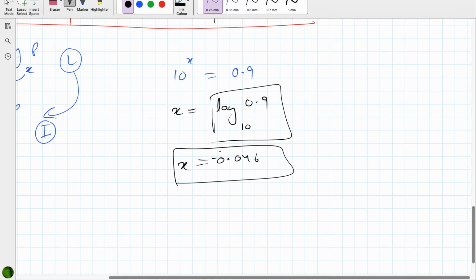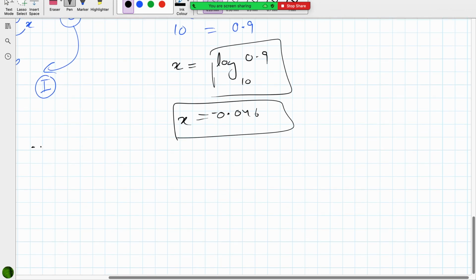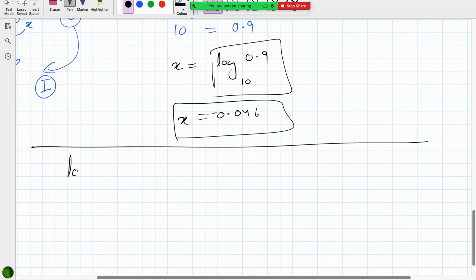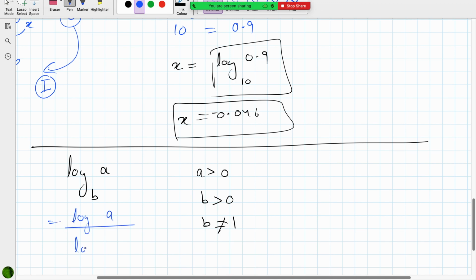Let's study few rules and then we'll continue with the questions. You have to understand log a b. A is positive, b is positive. Both of them are always positive and b cannot be 1. Why it cannot be 1 is because we can write this as log of a divided by log of b. When there's nothing in the base, it is understood that it is 10. Why it cannot be 1 is because log of 1 is equal to 0.